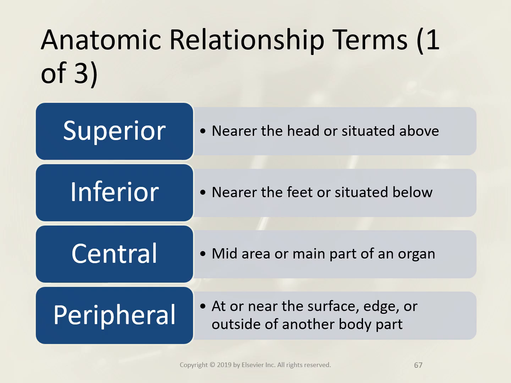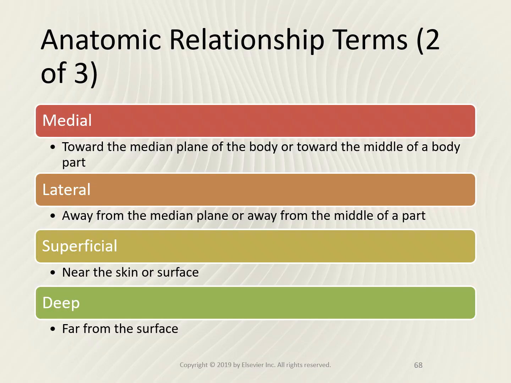Okay, anatomic relations, superior, inferior. Okay, these are not value judgments. These are directions. Superior means toward the head, okay, because typically the patient's head is up higher than their feet. Okay. Inferior means closer to the feet. Okay. Central means toward the middle. Could be either the entire body or toward the center of a particular organ. Okay. And then peripheral means on the perimeter or around the outside.